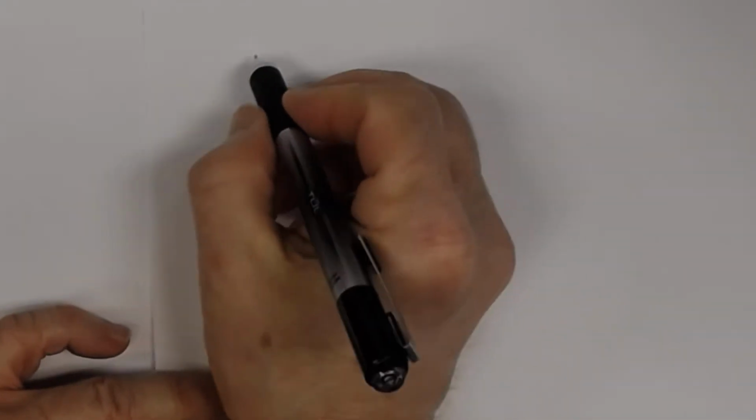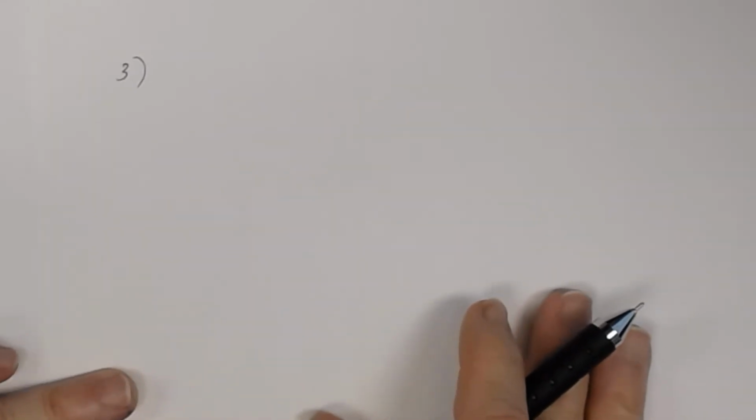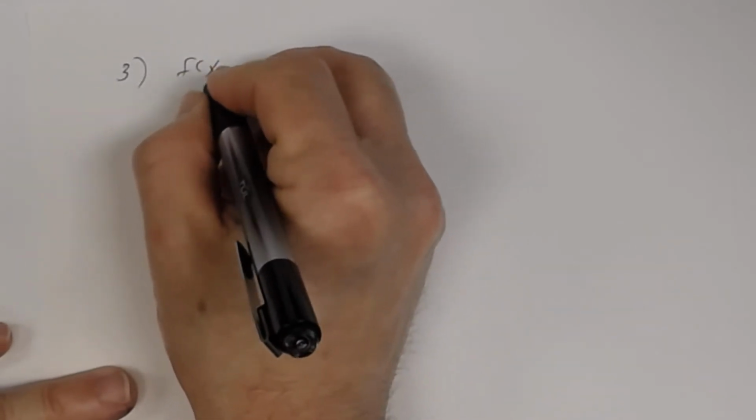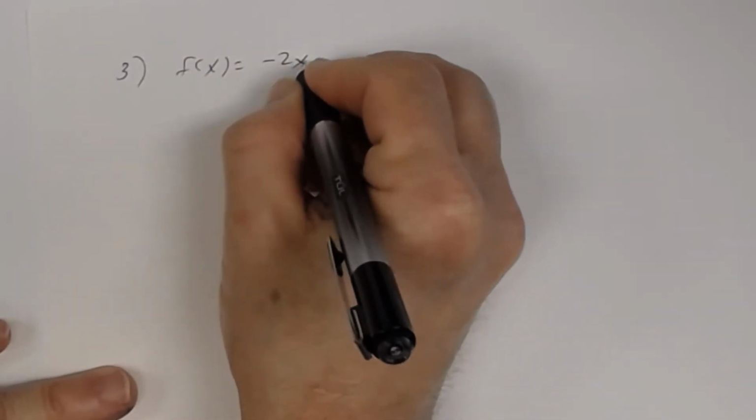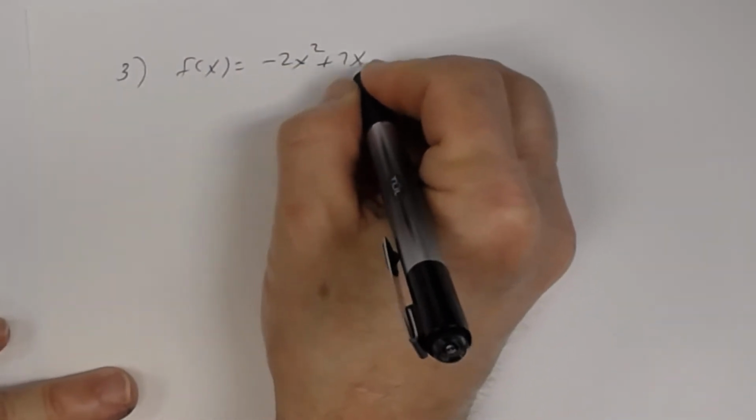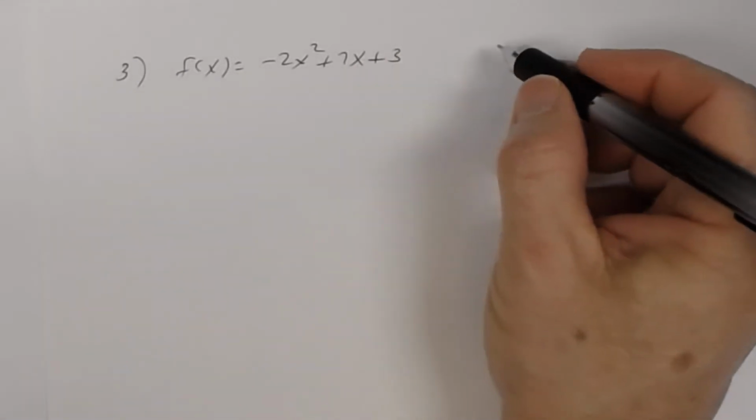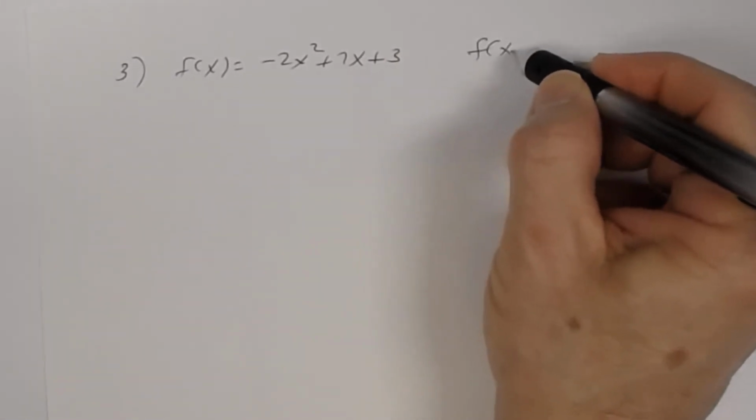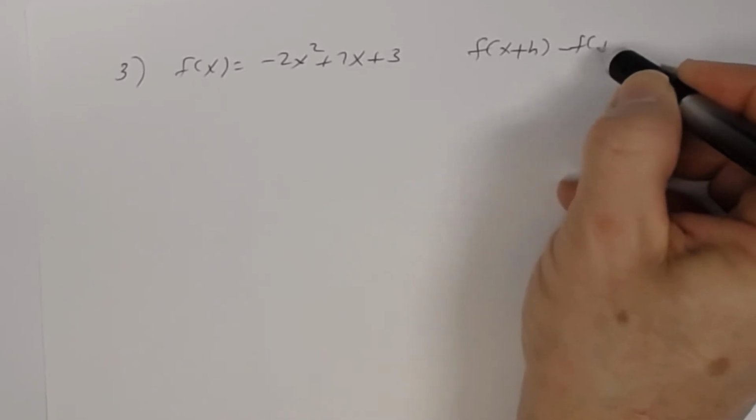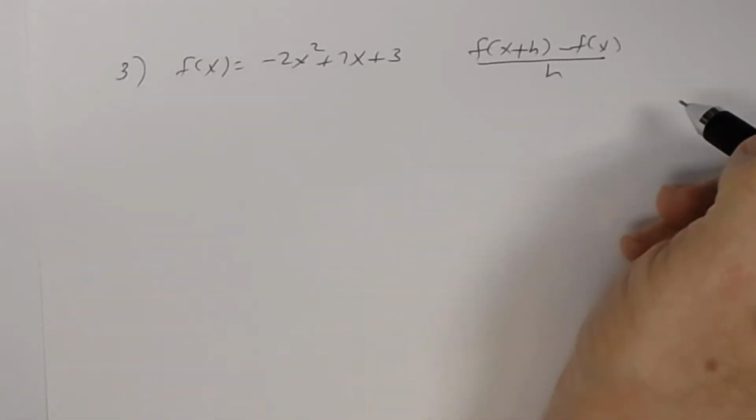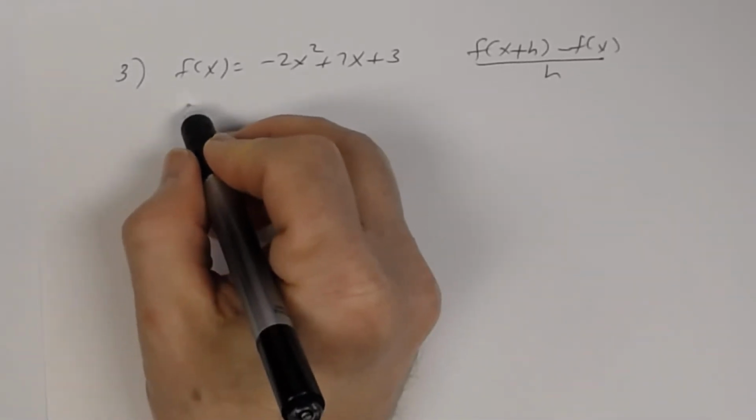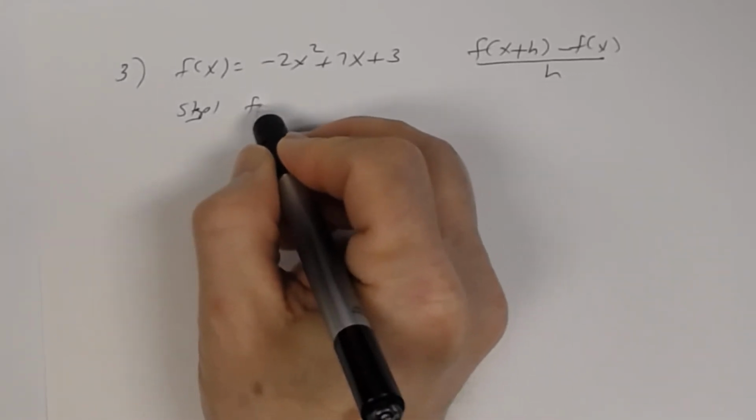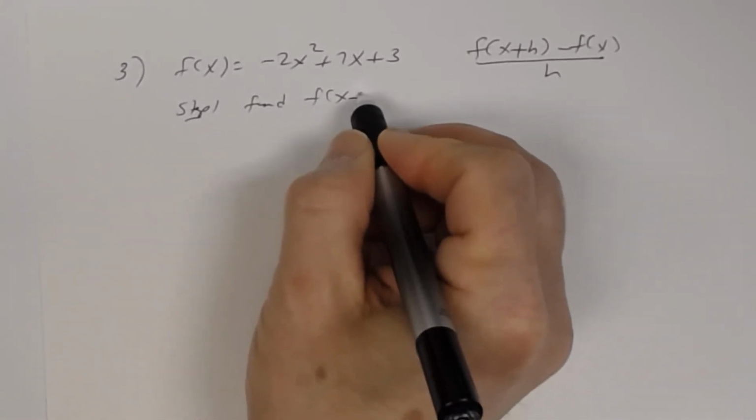So number 3, we have f of x equal negative 2x squared plus 7x plus 3. And again, you want to find the difference quotient. So the difference quotient is f of x plus h minus f of x divided by h. And so step 1, you're going to find f of x plus h.